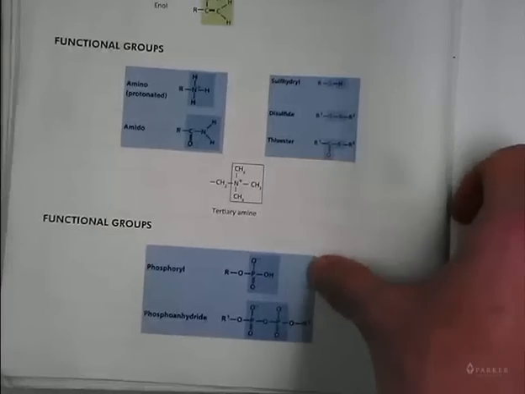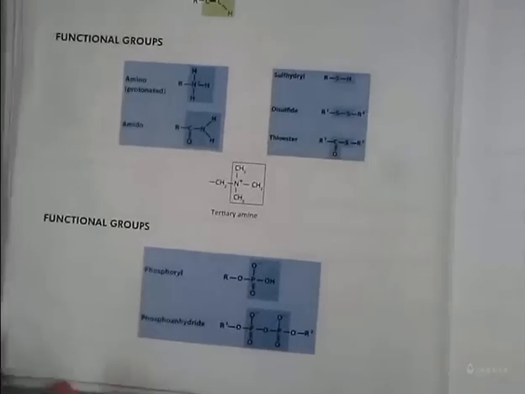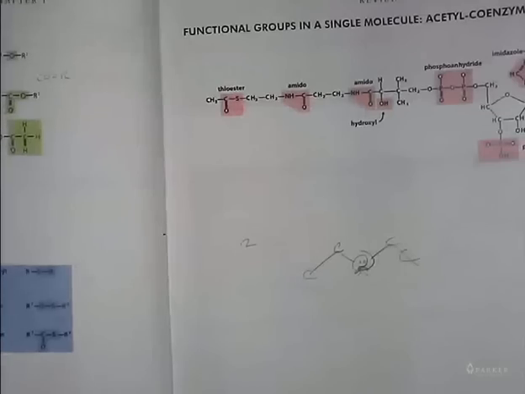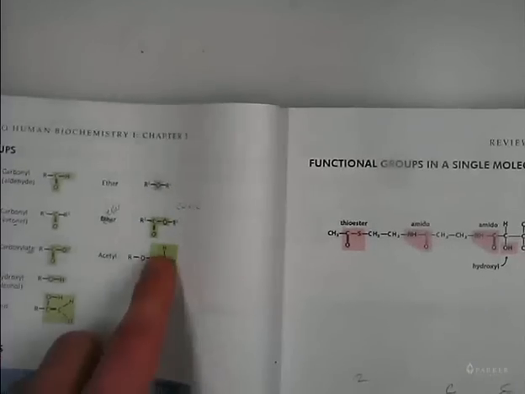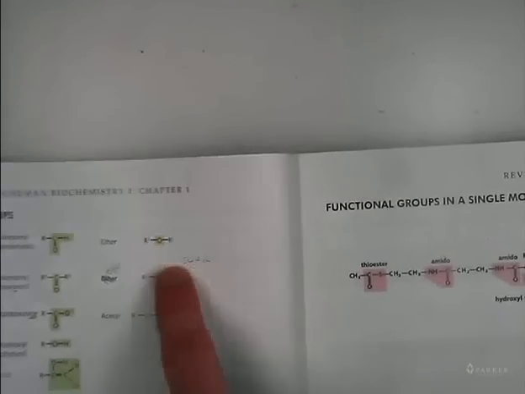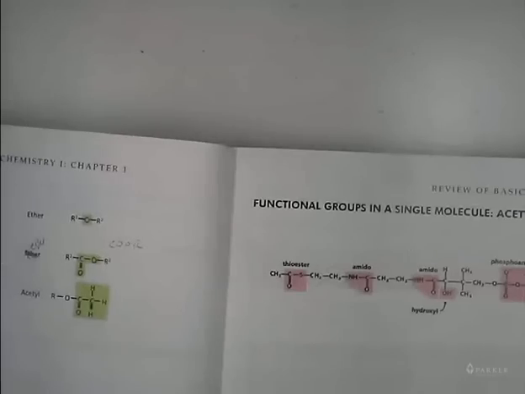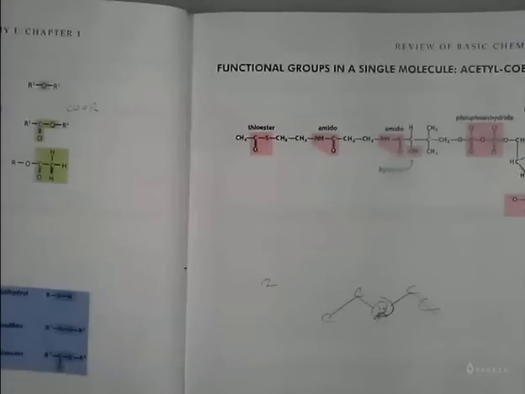Phosphoryl, 1 phosphate with a bunch of oxygen surrounding it. Phosphoanhydride, 2 phosphates attached by an oxygen, which would kind of be considered, if you microscope into it, kind of an ether bond, kind of, but phosphoanhydride. There's examples. There's my beautiful bat.